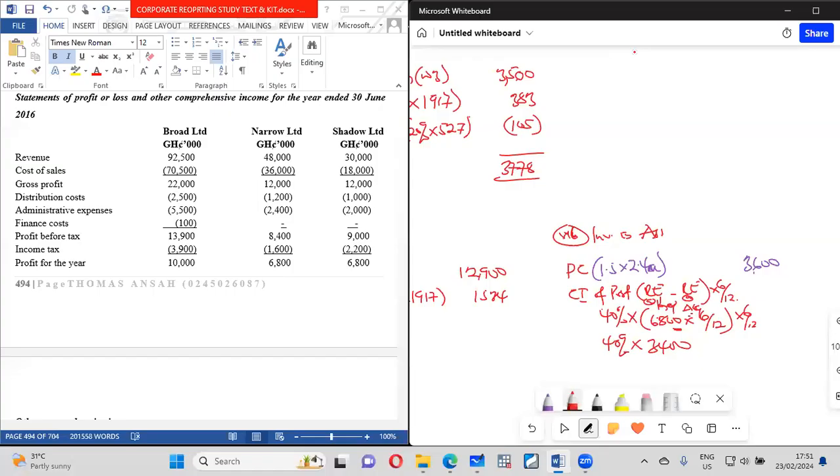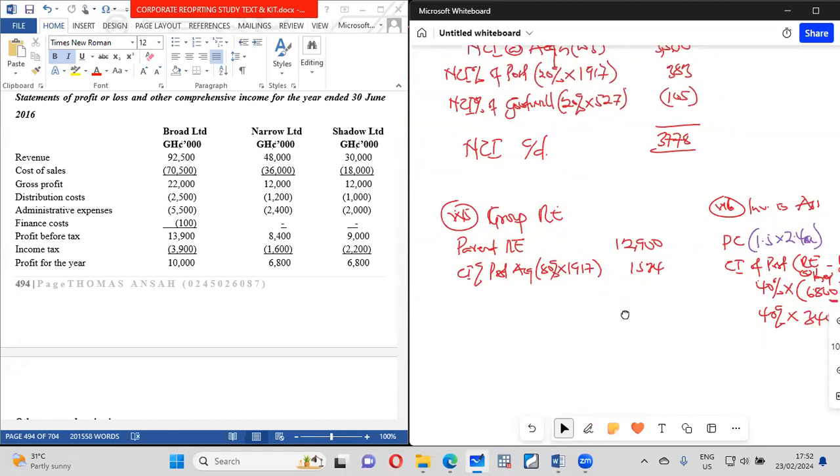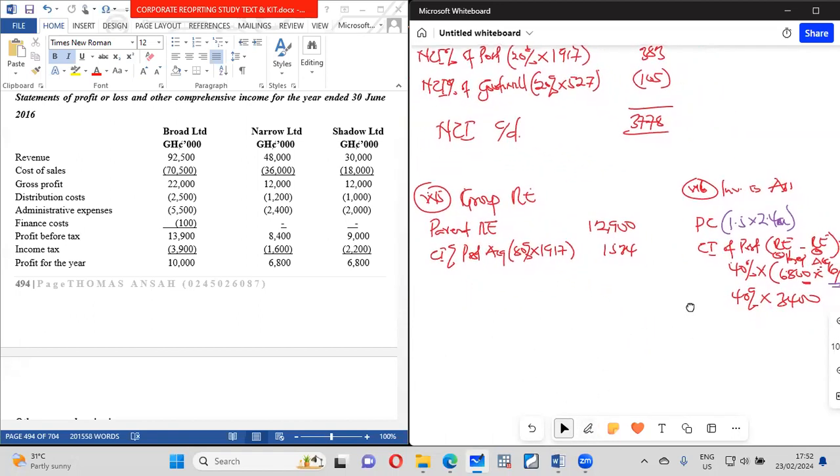So that gives me 1,360. Like I said, it's 6/12. Oh sorry, this one shouldn't be there. So you have 40% of the post-acquisition. You do that, you have this. Then you come here again. This one will come in because it is retained earnings that you have obtained.